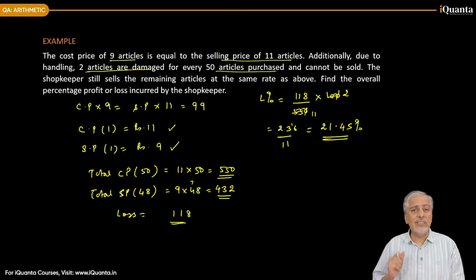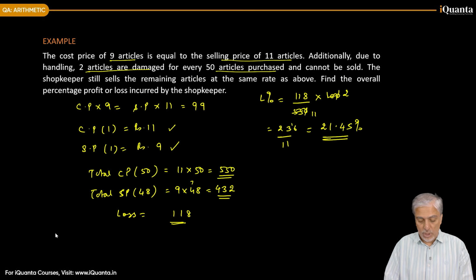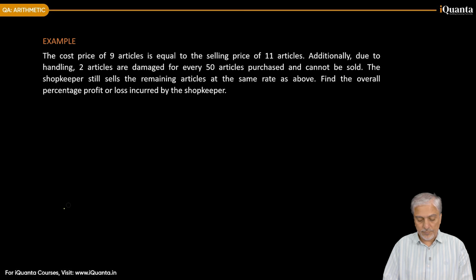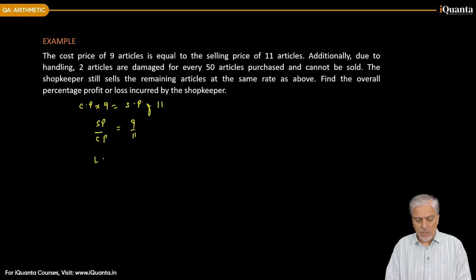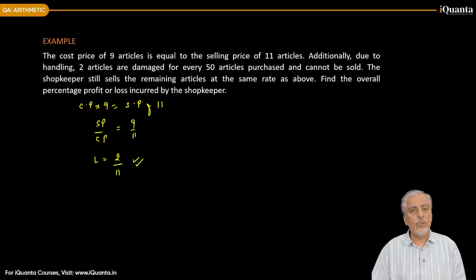There can be a much smarter and faster way to do this question. Students who already understood this topic well can try and apply this approach also. So pay attention to the second approach. We know the cost price of 9 is equal to the selling price of 11. So selling price upon cost price is 9 by 11. We'd already done all this in the previous question. The loss is 2 by 11.